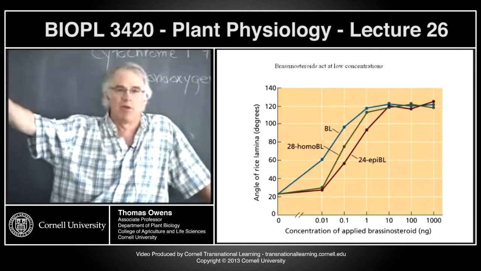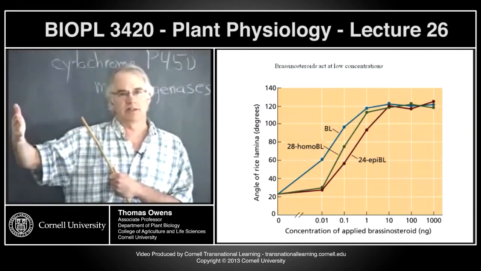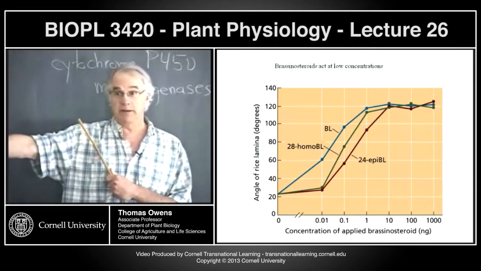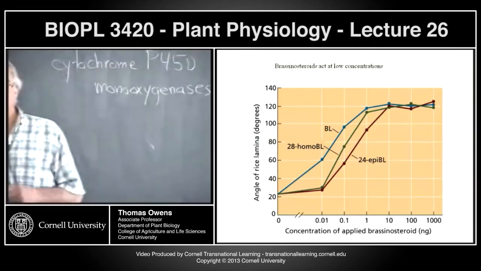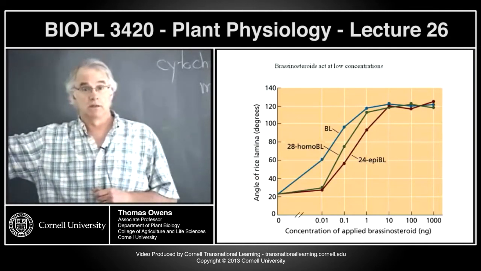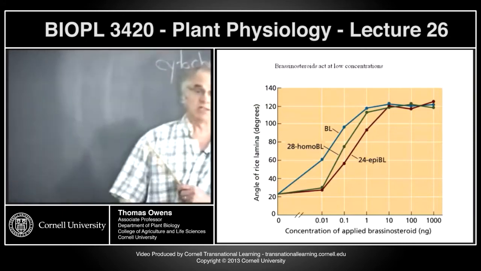I mean, remember, the requirement to trigger the signal transduction pathway is the binding of the signaling molecule to the receptor, right? All this is saying is that for the brassin steroids, the affinity of binding is much higher. Lower concentrations allow it to bind.